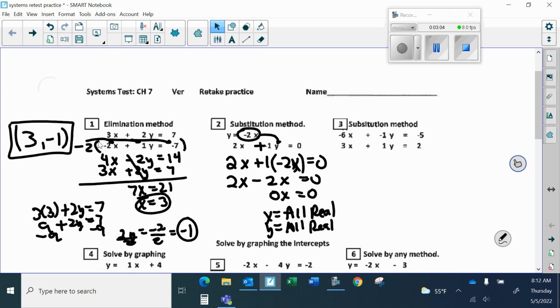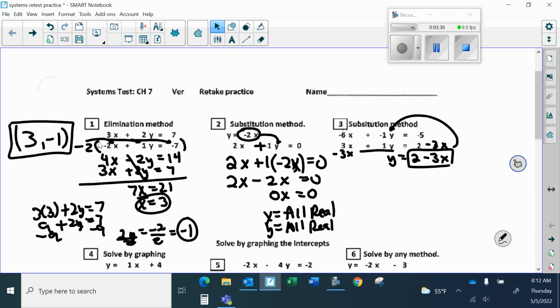All right, substitution method. Like number 2, except we don't have it solved for a y right now. Here's the one that's closest to y, positive 1y. All I have to do is subtract the 3x across, and I have it solved for y. So now I have y equals 2 minus 3x. So now it's just like number 2. So I can substitute that y into that y right there.